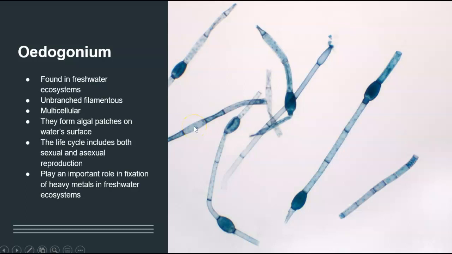The next algae that we want to talk about is Oedogonium. There are several different types of Oedogonium. You're going to find them in freshwater ecosystems. Again, these are unbranched filamentous algae. They're multicellular. They form patches on the surface of water, and they're going to include both sexual and asexual reproduction. And they have been found to be important in fixation of heavy metals in freshwater ecosystems.